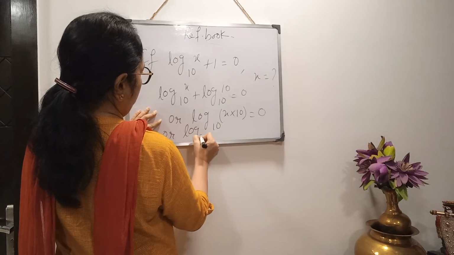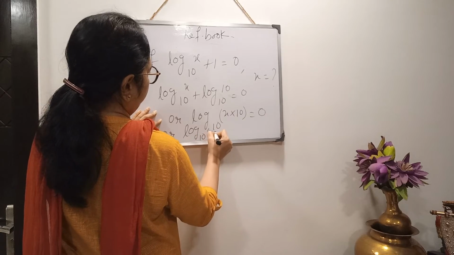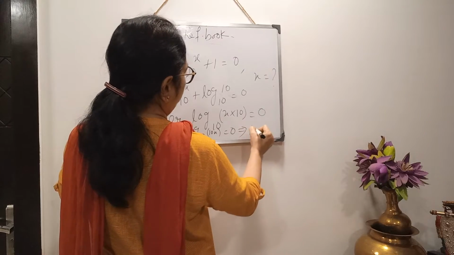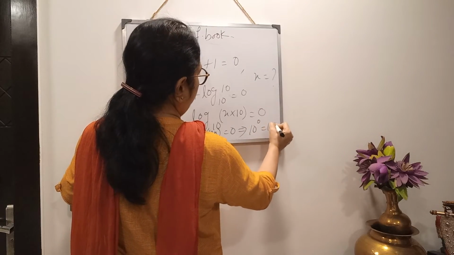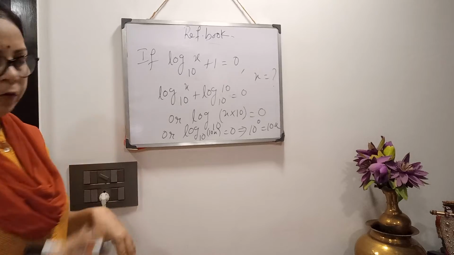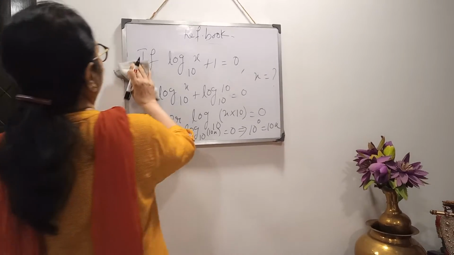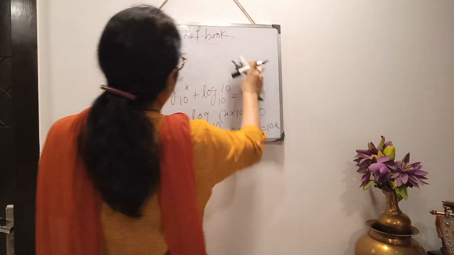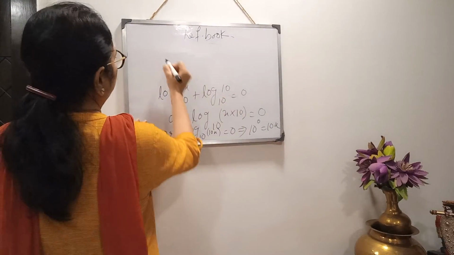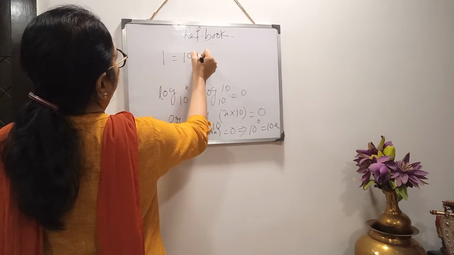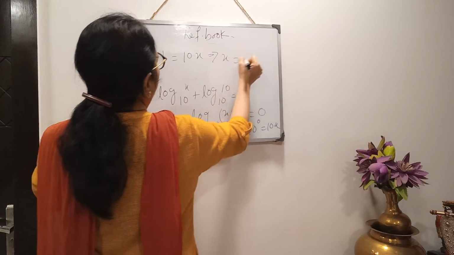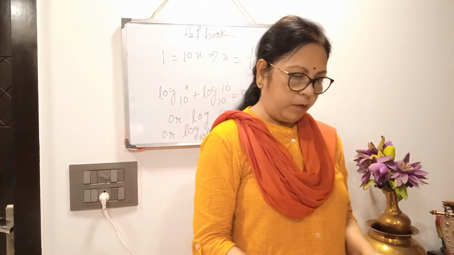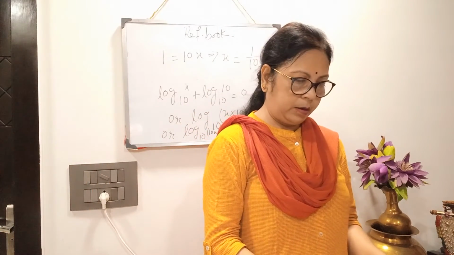log, that is 10x equals to 0. Now we will remove log, so 10 to the power 0 equals to 10x. 10 to the power 0, from the laws of indices chapter you know, any non-zero finite quantity to the power 0 means always 1. So it is 1, 10x. So the value of x is coming 1 by 10. Clear? Value of x is 1 by 10.